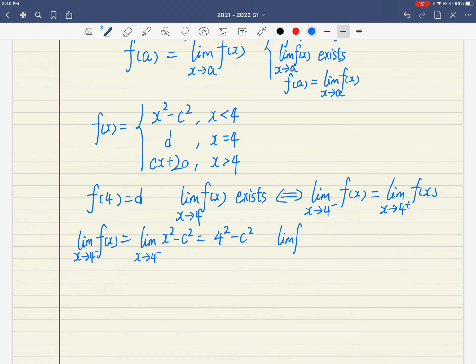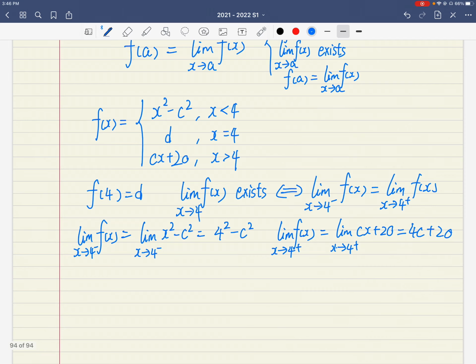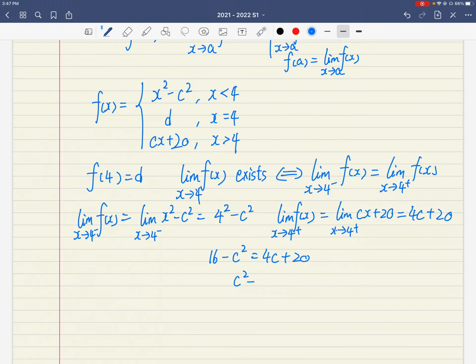What about the limit from the right? It's the limit of cx plus 20 when x is approaching 4. Again, just do the substitution. It is 4c plus 20. Now what do you want? You want the limit from the left to be the same as the limit from the right. So you want 4 squared minus c squared equal to 4c plus 20. Then you solve it: c squared plus 4c plus 4 is 0. So c is negative 2.